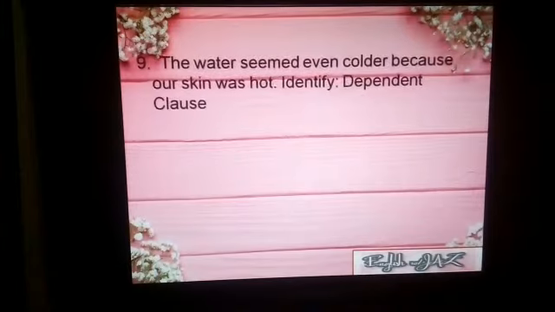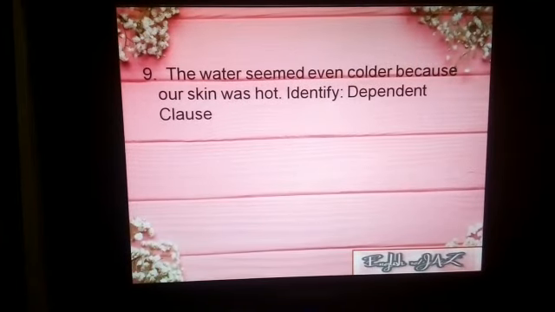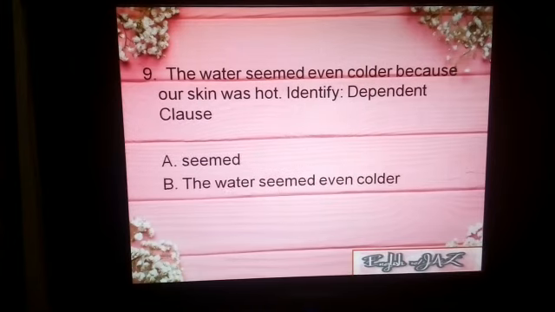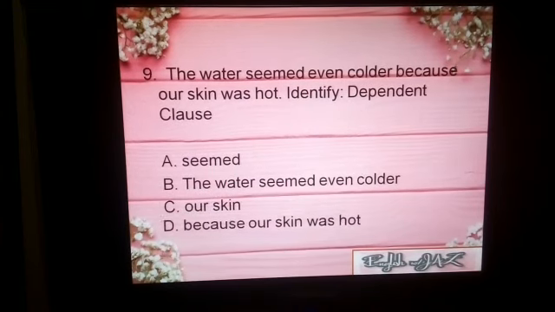Let's have now number 9. The water seemed even colder because our skin was hot. Identify the dependent clause. Letter A, seemed. Letter B, the water seemed even colder. Letter C, our skin. Or letter D, because our skin was hot.